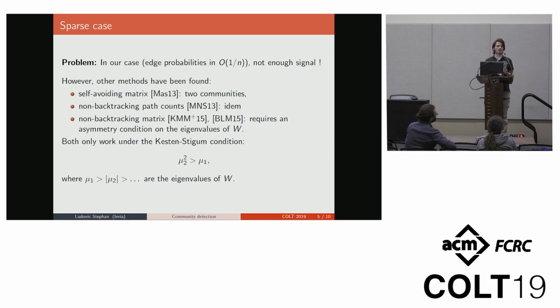But both have some caveats. All have some caveats. Some require that there are only two communities, and the non-backtracking matrix requires a weird asymmetry condition on the eigenvalues of the connectivity matrix. And all those methods also only work under the so-called Kesten-Stigum threshold, which is the threshold on the eigenvalues of W that's required for almost every method to work.